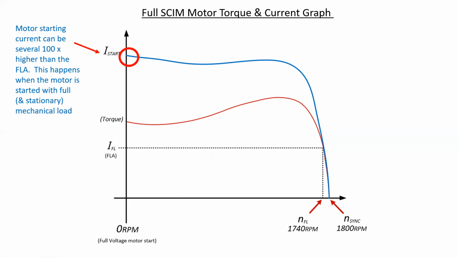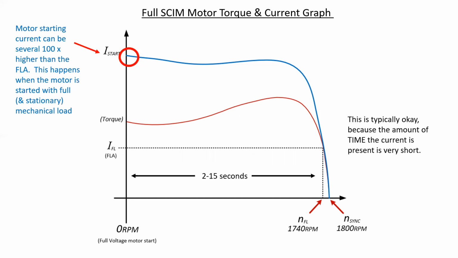Now, the motor starting current can be several hundred times higher than the FLA, and this happens when the motor is started with a full and stationary mechanical load. Now, typically this is okay because the amount of time the current is present is actually very short. I've listed 2 to 15 seconds here, but of course, there is quite a large range depending on the type of motor we're discussing. If the inrush current goes beyond a minute, it's likely we're going to have damage.